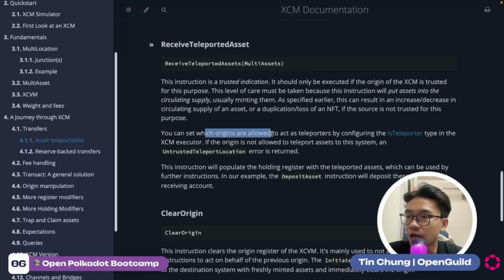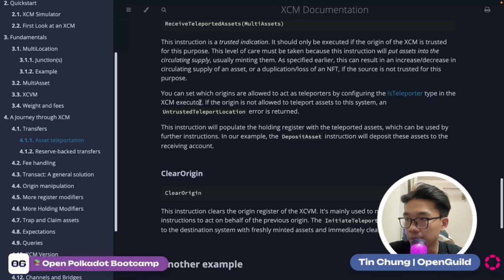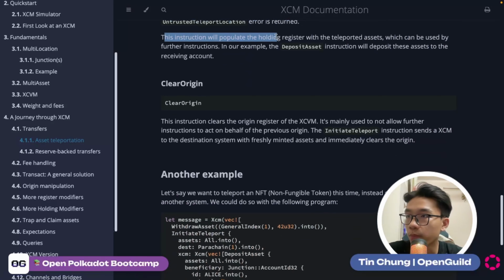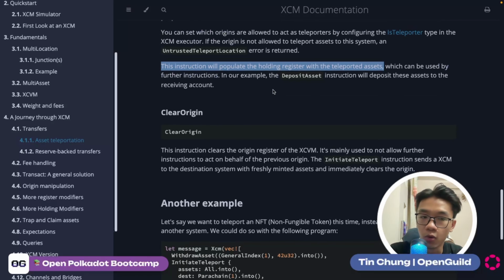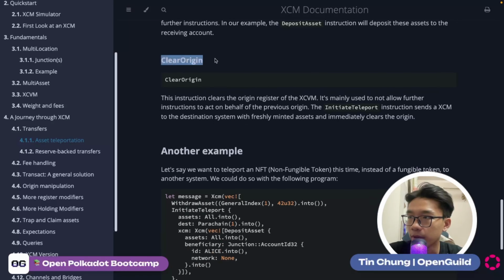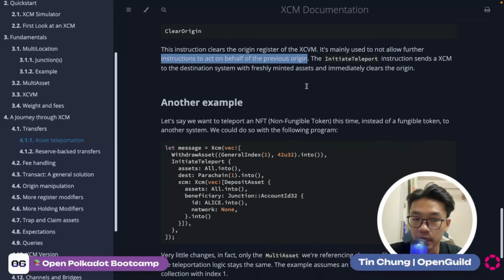You can set which origins are allowed to act as teleporters by configuring the IsTeleporter type in the XCM executor configuration. If the origin is not allowed to teleport the asset, an error is going to be thrown. This instruction will populate the holding register with the teleported asset. Clear origin is also described here: this instruction clears the origin register of the XCVM, and it's used to not allow further instructions to act on behalf of the previous origin. We don't want that to happen again.